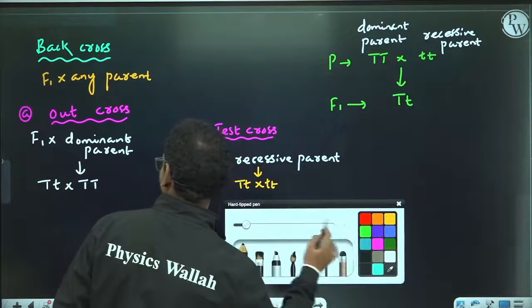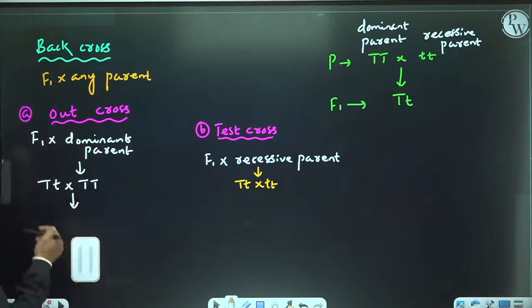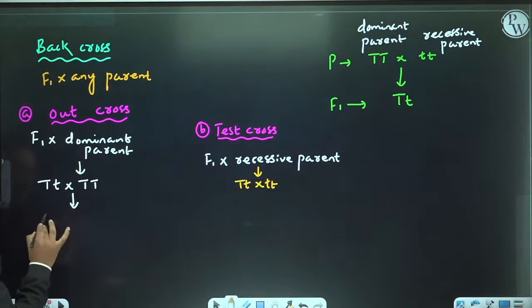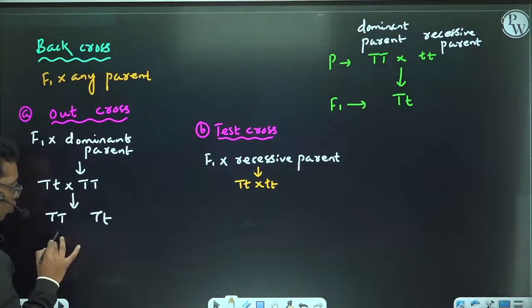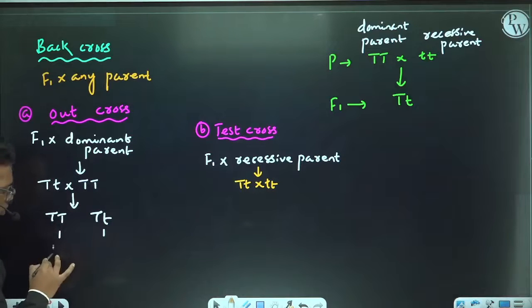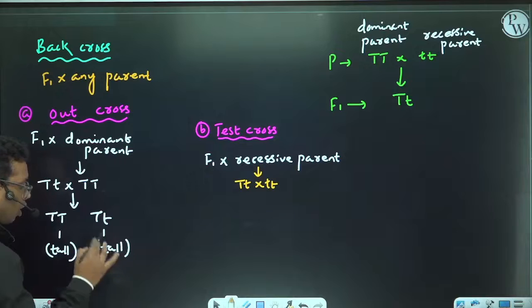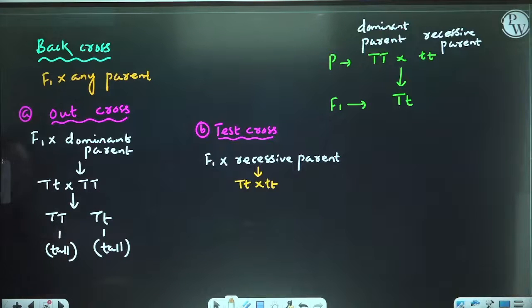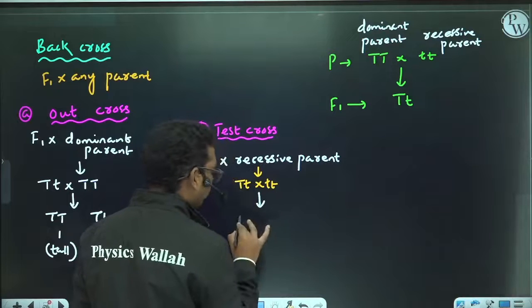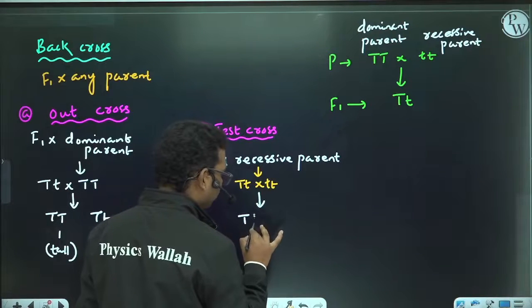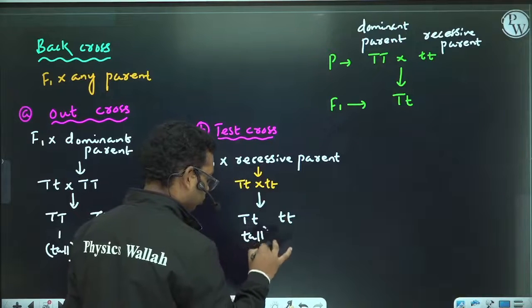Okay, so in this case, what will be happening here? So I will get capital D capital T and I will get capital D small t. I will get this one 1 and this one also 1. So one tall, this one also tall. So that means 100% tall I will get. In this case, I will get two types of genotype. One will be capital D small t, another will be small d small t. This is tall and this is dwarf.